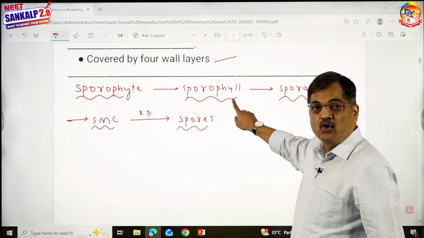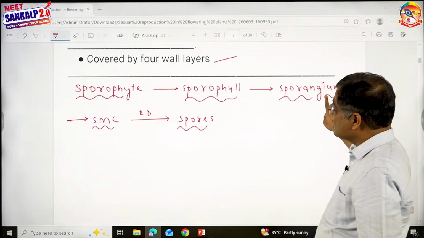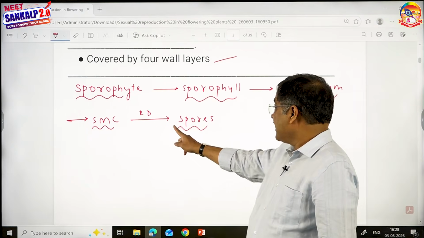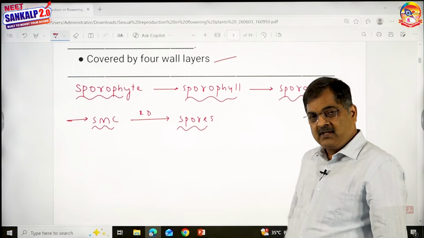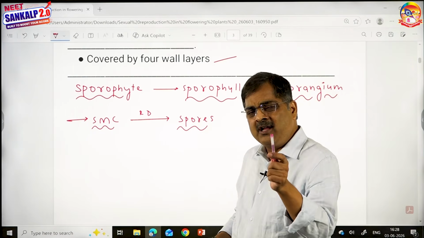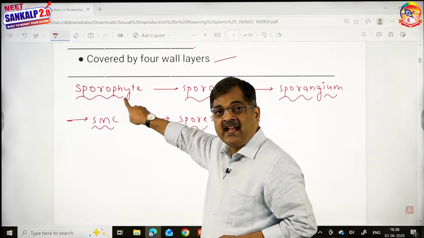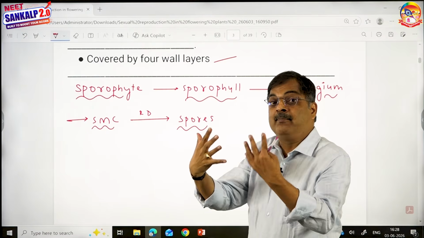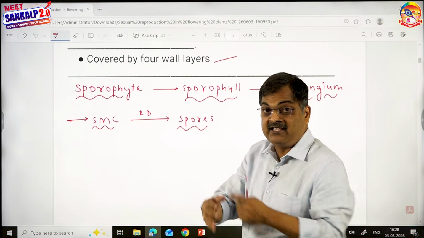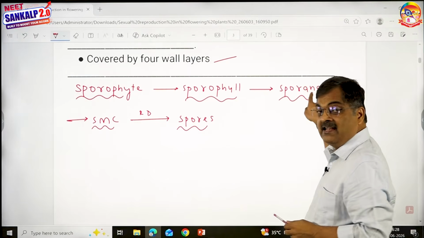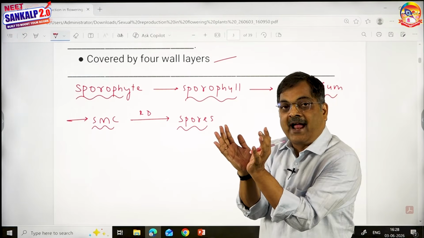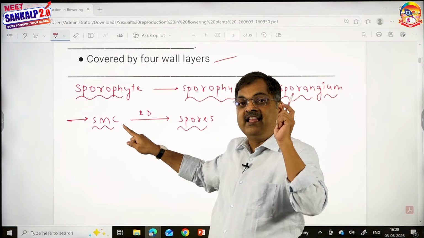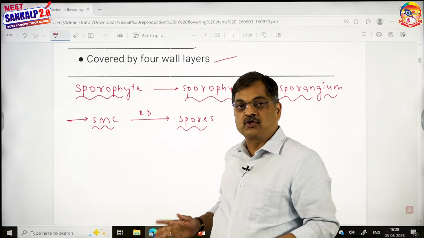Sporophyte produces sporophyll. Sporophyll produces sporangium. Sporangium produces spore mother cells. Reduction division produces spores. In the plant kingdom, do you remember in bryophytes, foot, seta and capsule is the sporophyte. The capsule is comparable to sporophyll because it may turn green just like a leaf. Inside the capsule, there is a bag called sporangium. Inside that, there are spore mother cells. They undergo reduction division to give rise to spores.